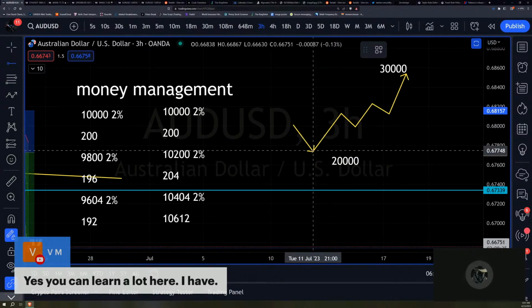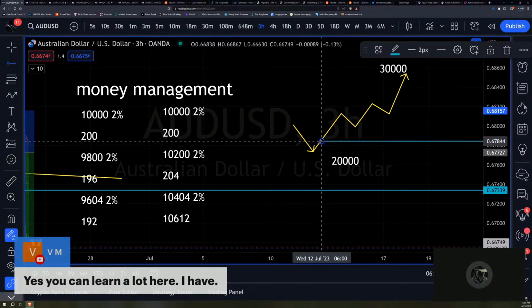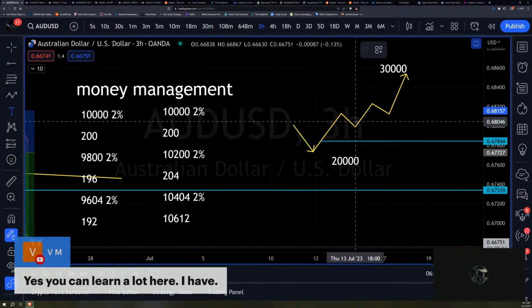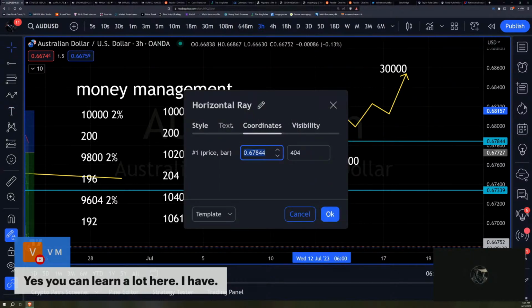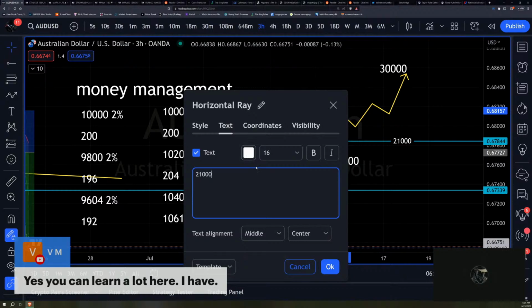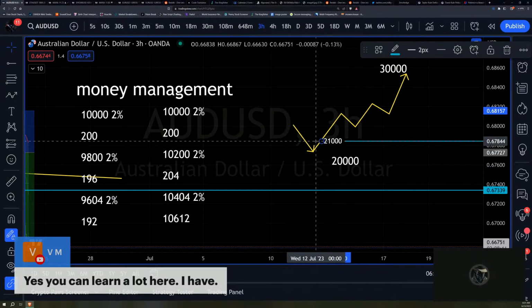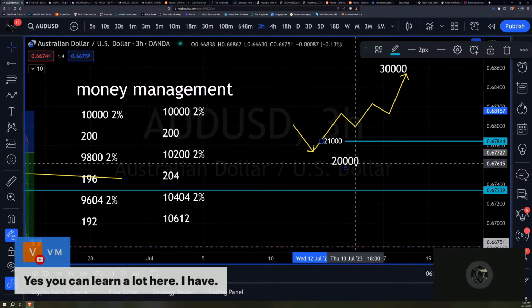But let's say you're right here and the price turns around and you're confident based on your algorithm that price is going to go up to 30,000. So you start a trade right there, say at 21,000. So at 21,000, you enter a trade, and then price goes up to 30, and you made it. Well, what we never do is we don't.